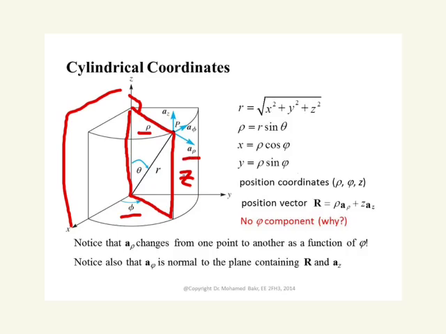Now, in the same way we did for Cartesian coordinates, we have a unit vector a rho, which is pointing in the rho direction, a unit vector az, which is pointing in the z direction, and a unit vector a phi, which is pointing in the phi direction, and they are normal to each other. Notice that a phi is normal to this plane here. A phi is normal to the plane containing the position vector.